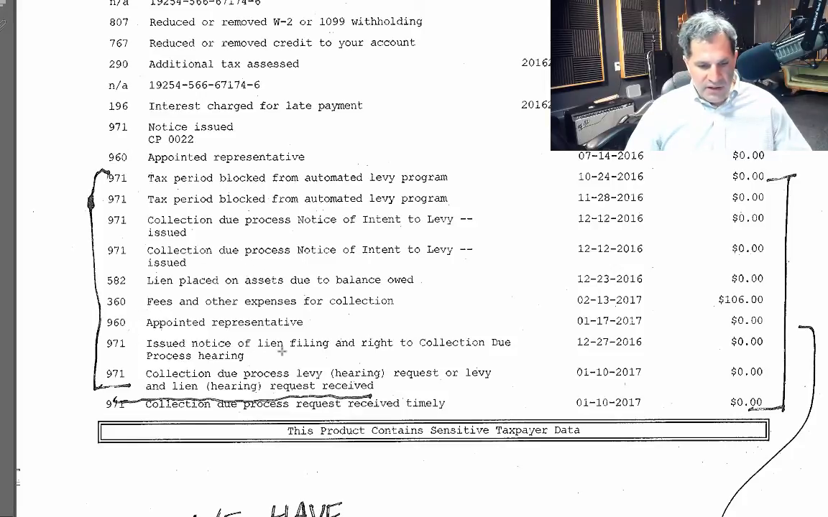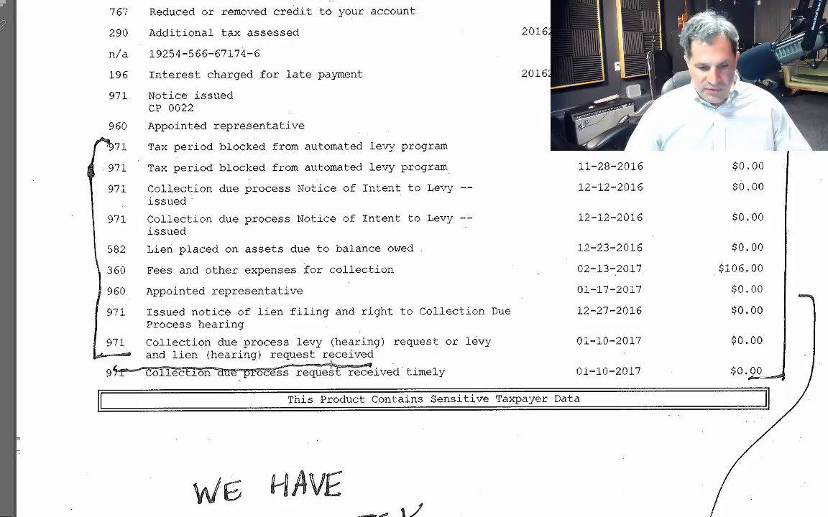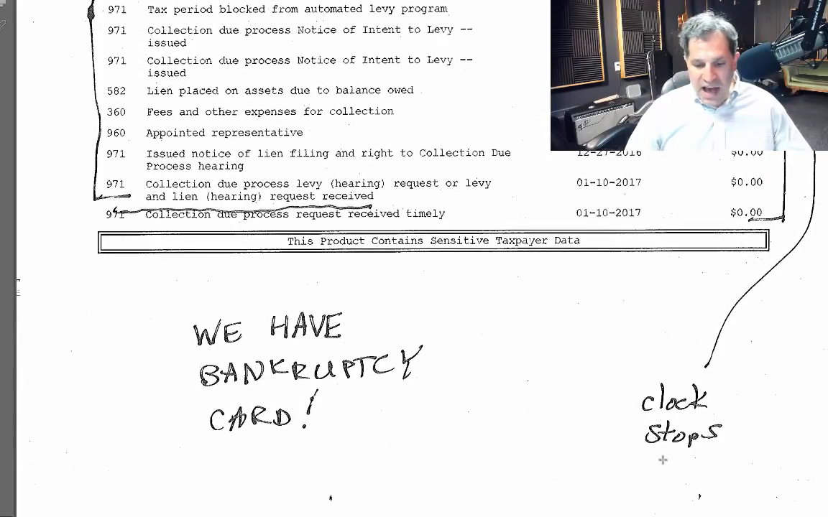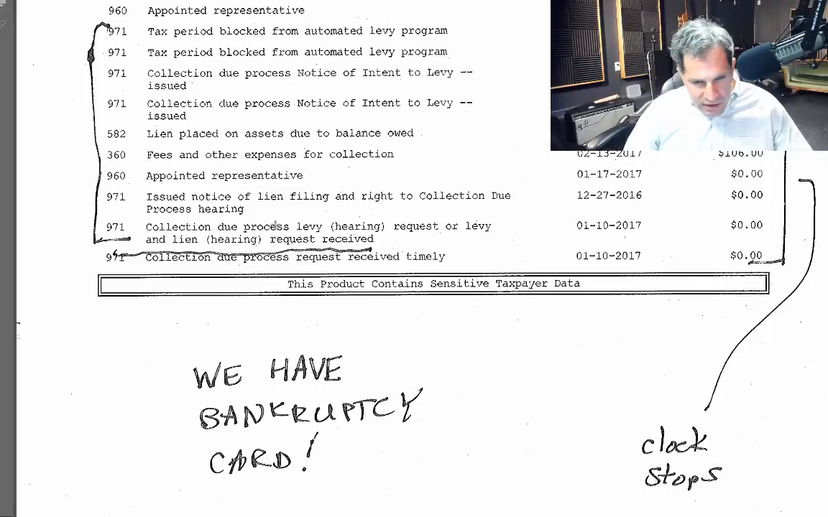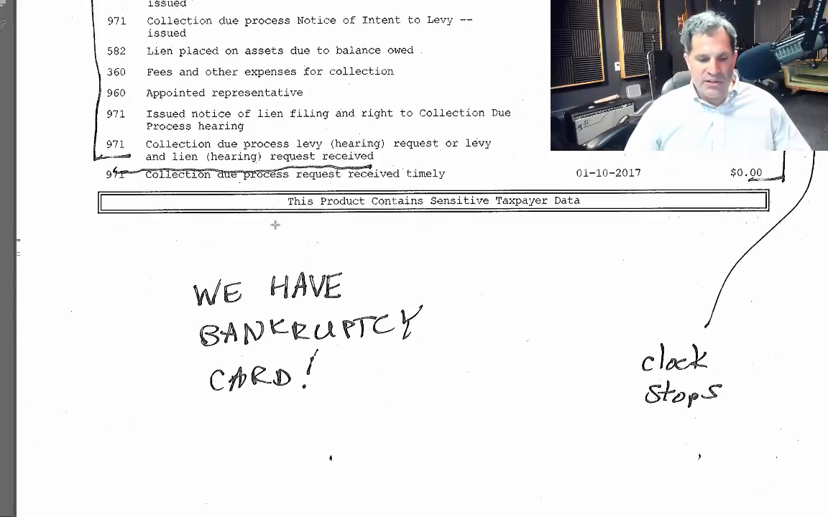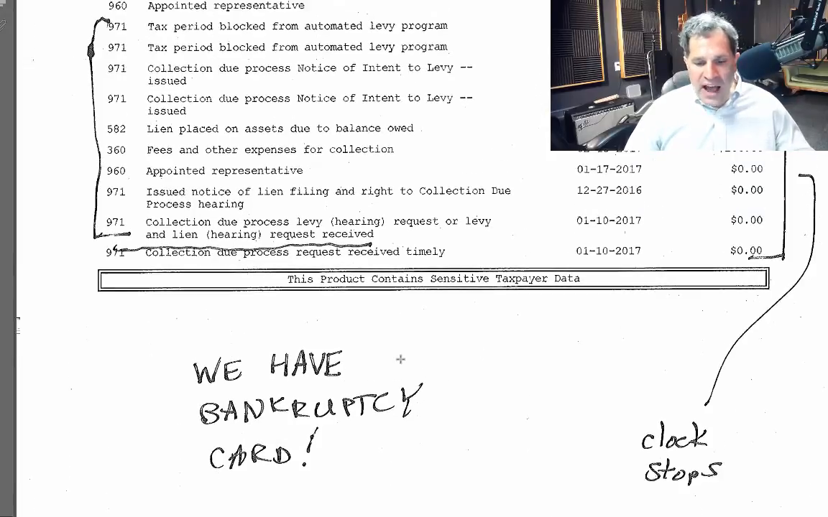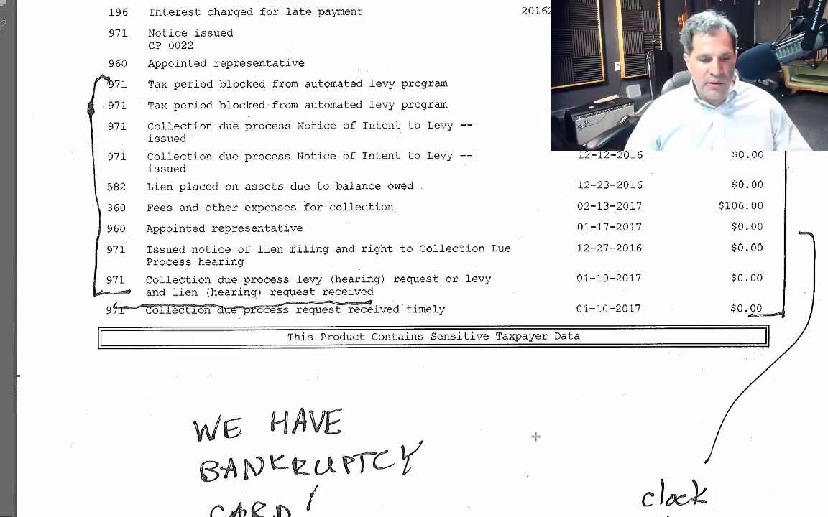And this is where they file the lien. Here it is. We've received the process timely. This right here stops the collection period from running, and it also likely stops the bankruptcy clock. However, we know we still have it. So you know what? Because we have this appeal coming up.